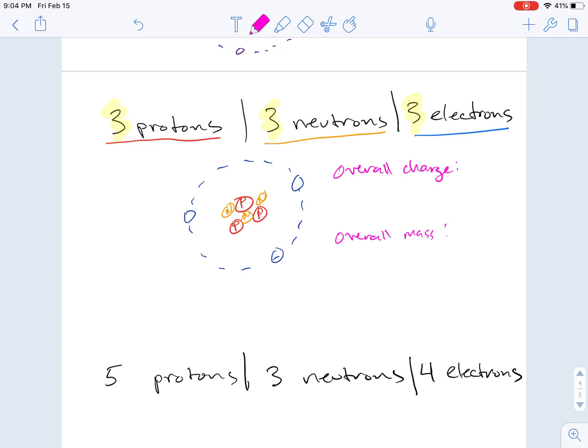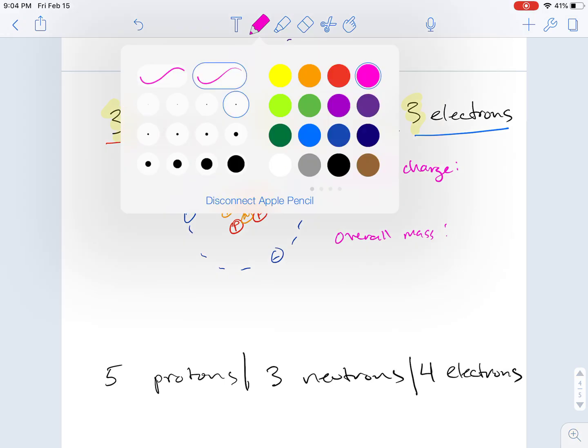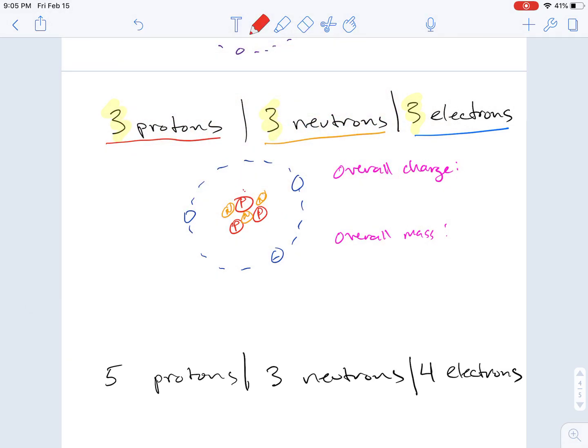First of all, for charge, we know we can ignore neutrons. Neutrons have 0 charge, so they don't really matter. So now let's consider the protons. We have 1, 2, 3 protons, so that is going to equal 1, 2, 3 plus charges. Now let's consider our electrons. We have 1, 2, 3 electrons. So we have 1, 2, 3 negative charges.